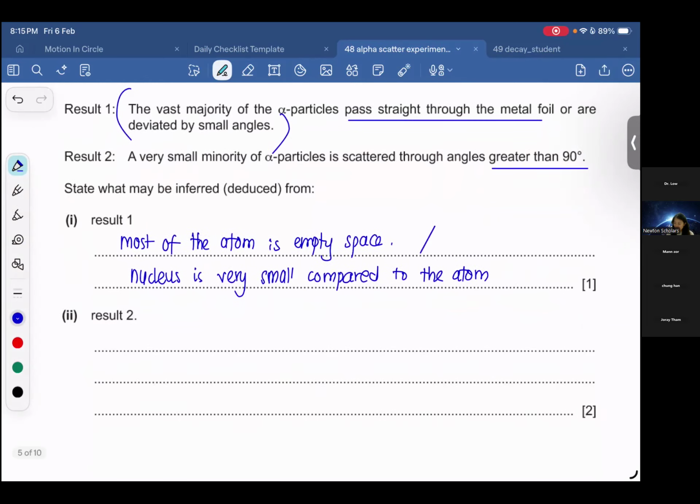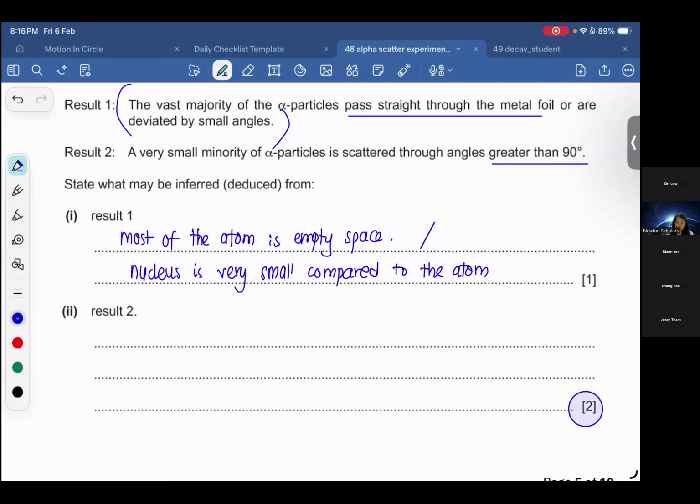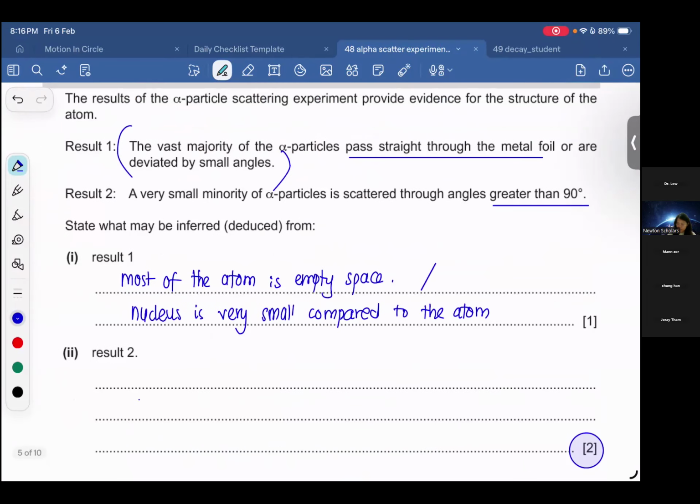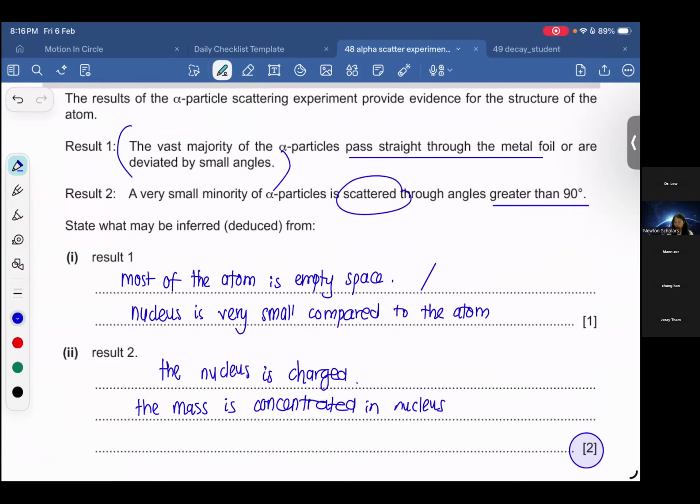So this one is 2 marks. Basically the answer is here. The nucleus is charged. The majority of the mass is actually in the nucleus, or we say that the mass is concentrated in the nucleus. For 2 marks, then we give one more point: the nucleus is charged. Okay, done.